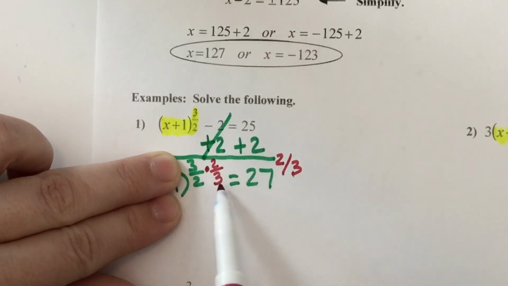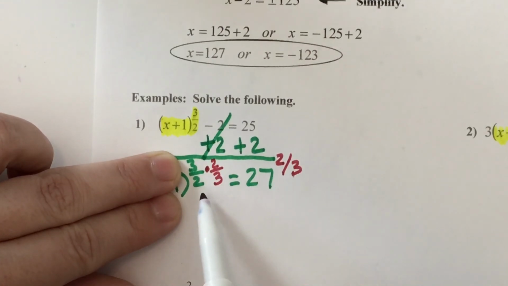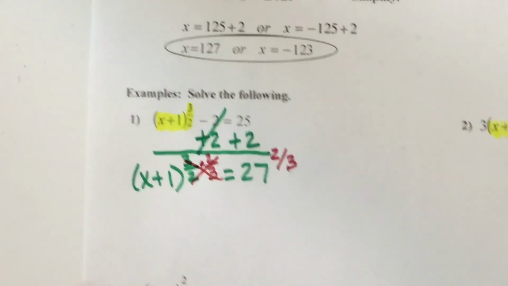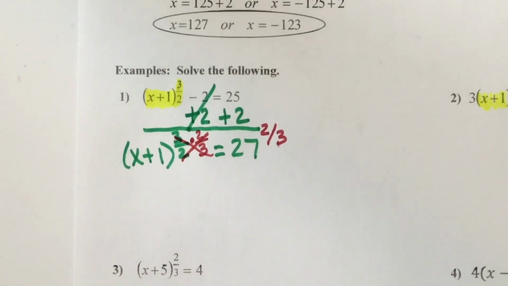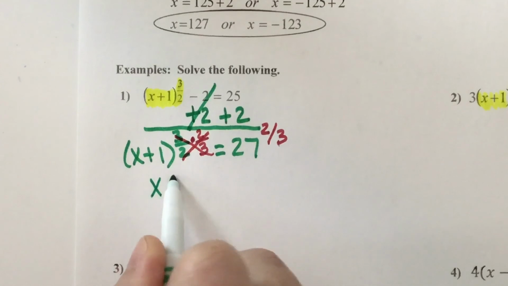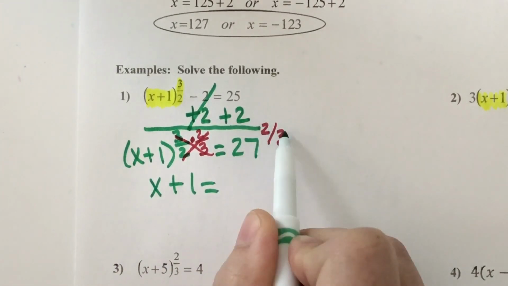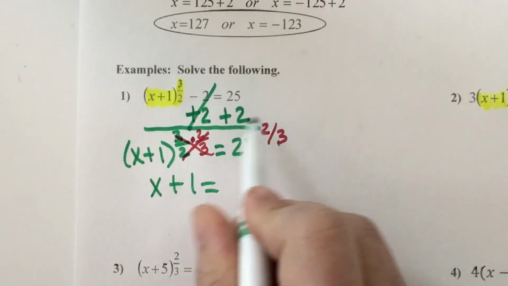Well, what's 6 over 6? 1. And exponents that are 1 aren't even necessary. So this just goes away. Shoop, shoop. So all I'm left with on the left-hand side is an x plus 1. And on the right-hand side, I'm left with 27 to the 2/3. So I need to calculate this.